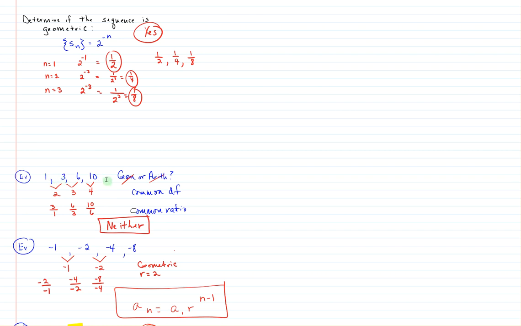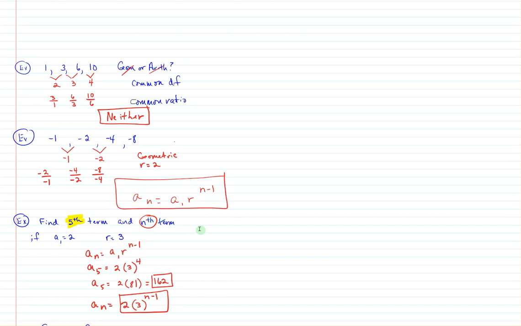In this one, 1, 3, 6, 10, is there a common difference? Well, when you subtract, you get 2, you get 3, you get 4. So it is not arithmetic. Is there a common ratio? I multiply 3 by 2 to get to 6. I can't do that to get to 10. So there is no common ratio. So that's a neither.